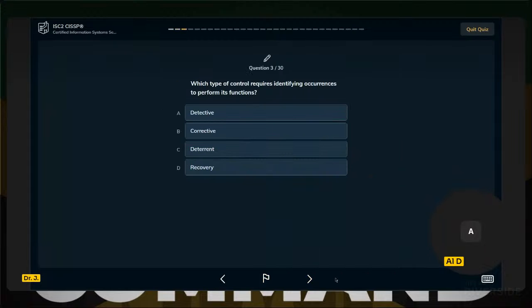Steganography. All right. Let's get the next one here. Which type of control requires identifying occurrences to perform its functions? Is that detective? I think it's going to be detective. Corrective is going to be after. Deterrent. That's preventative. Recovery. Yeah. That requires identifying occurrences to perform its functions.